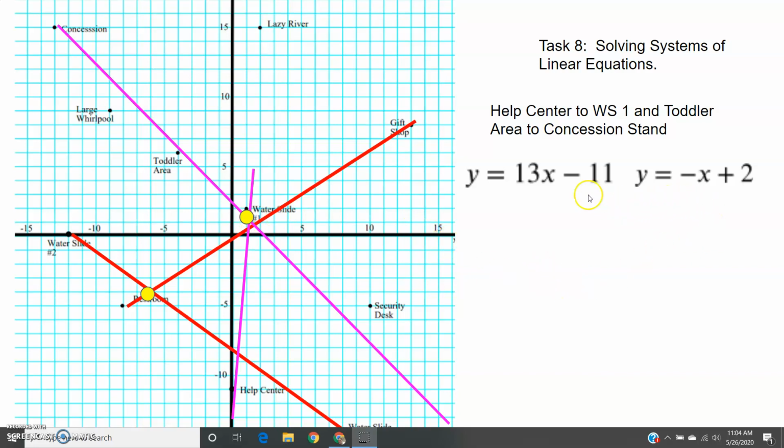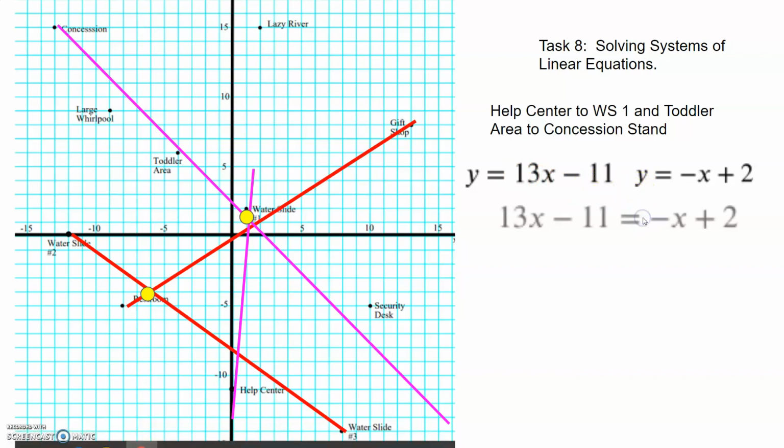Since we're going to be using substitution, both of these equations equal y. So what a lot of people say is, well, then they equal each other. What we're actually doing is I'm going to take this 13x minus 11 and substitute it into the other equation for where the y is. So I'm going to take this guy right here and substitute it right there, and my new equation looks like that. And now this is just a variable on both sides situation. I'm going to add x to both sides.